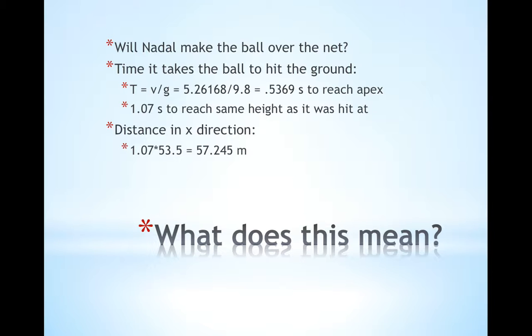So, what does this mean? Will Nadal make the ball over the net? Well, we can figure this out by figuring out the time it takes for the ball to hit the ground. The time to hit the apex of its curve is the velocity over the gravitational force, which is 0.5369 seconds. Multiplying this by 2, we end up getting back to the same height that it was originally hit at. We find that the distance in the x direction is then 57.245 meters.